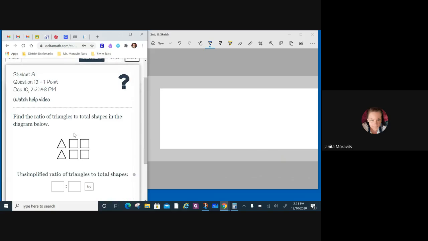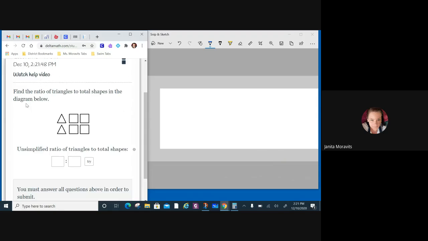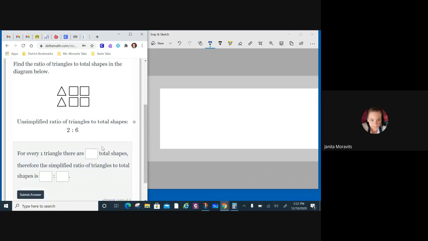All right. Question number 13. It is a little bit different than what you did because this time it's asking the ratio of triangles to total shapes. It's not asking triangles to squares. It's asking triangles to total shapes. So we're going to count our triangles. There's 2. But when we count total shapes, it's not 4 because there's 4 squares. It's 1, 2, 3, 4, 5, 6 because there are 6 total shapes.